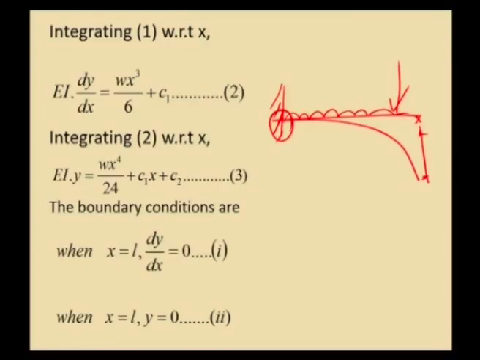or slope. So, the boundary condition will be, when x equal to L, the slope is 0. Similarly, when x equal to L, deflection is also 0. So, substituting the boundary conditions, we will be able to get the constants of integration.